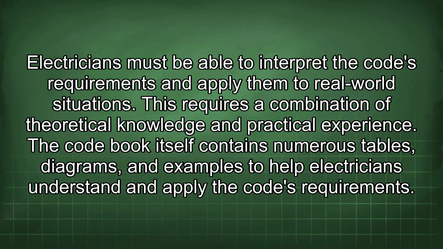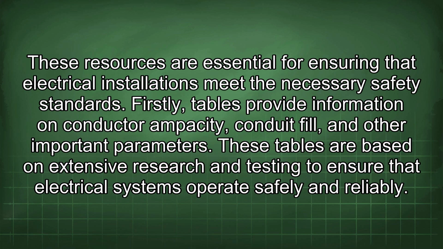The code book itself contains numerous tables, diagrams, and examples to help electricians understand and apply the code's requirements. These resources are essential for ensuring that electrical installations meet the necessary safety standards. Firstly, tables provide information on conductor ampacity, conduit fill, and other important parameters. These tables are based on extensive research and testing to ensure that electrical systems operate safely and reliably.